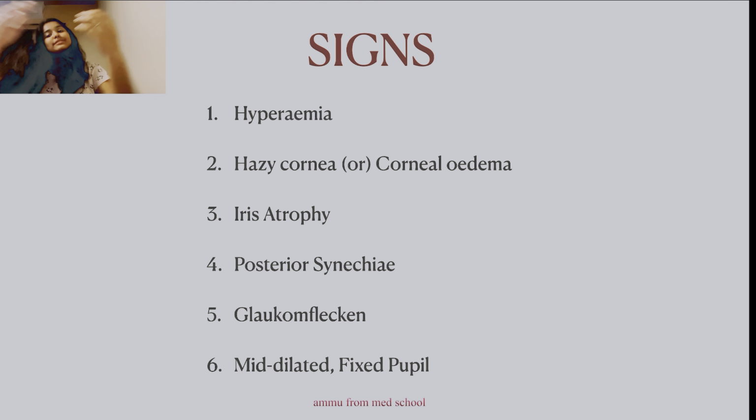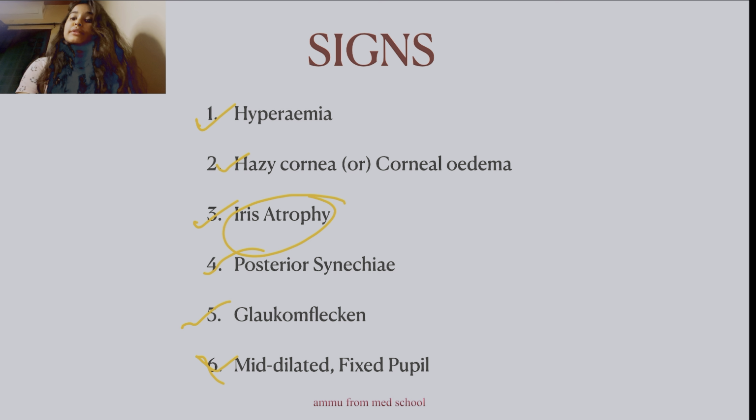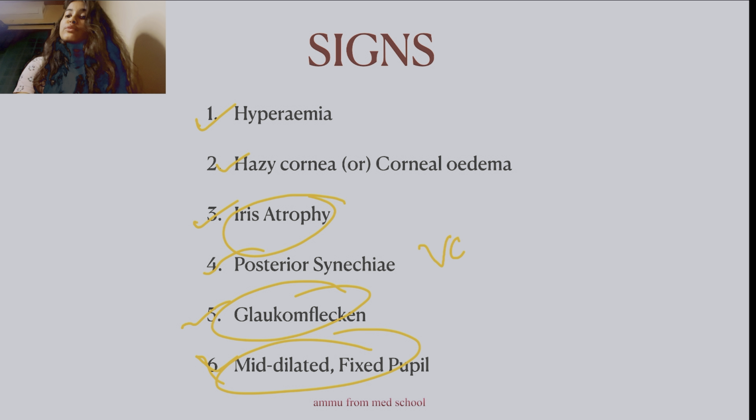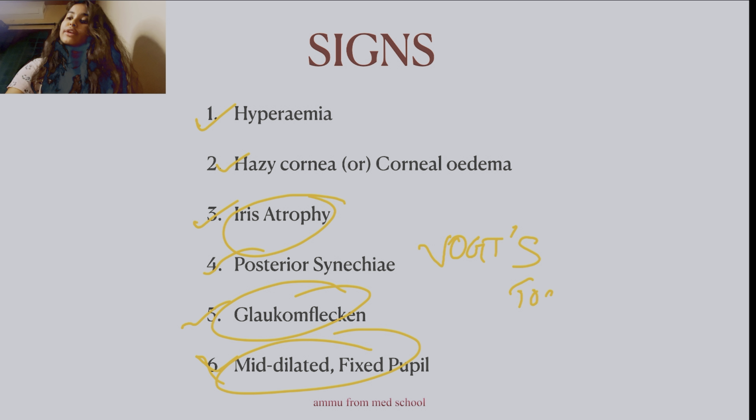Now, summing up the signs: hyperemia, which is also called redness of the eyes. You have a hazy cornea, the corneal edema, hazy cornea leading to dimness in the vision, corneal edema leading to colored halos, iris atrophy, posterior synechiae, which is because the other part of the iris is touching the pupillary margin and the lens, forming adhesions again. That's called posterior synechiae, glaucomflecken, and mid-dilated fixed pupil. I told you that iris atrophy, glaucomflecken, and mid-dilated fixed pupil, all these three together are called Voigt's triad. That is, number 3, number 4, and number 6 signs are together called Voigt's triad.